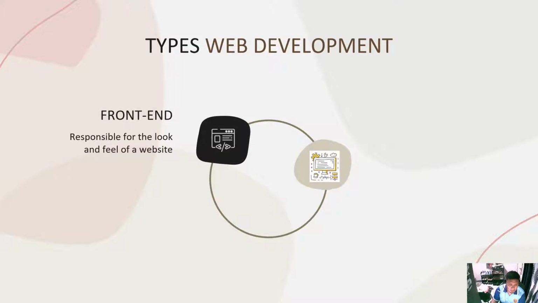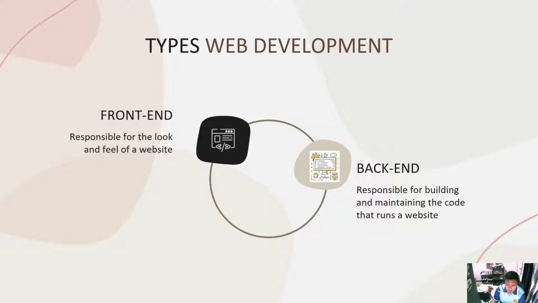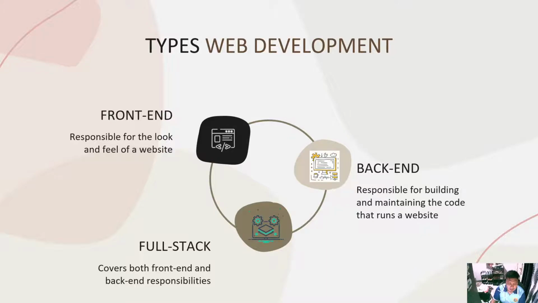So, types of web development. We have front-end development, responsible for the look and feel of a website, back-end, responsible for building and maintaining code that runs a website, and full stack, which covers both front-end and back-end responsibilities. So in your case, you might enjoy being assigned to the front end, and some will enjoy the back end. But some of you will be a full stack developer, where you are good in both front-end and back-end development.